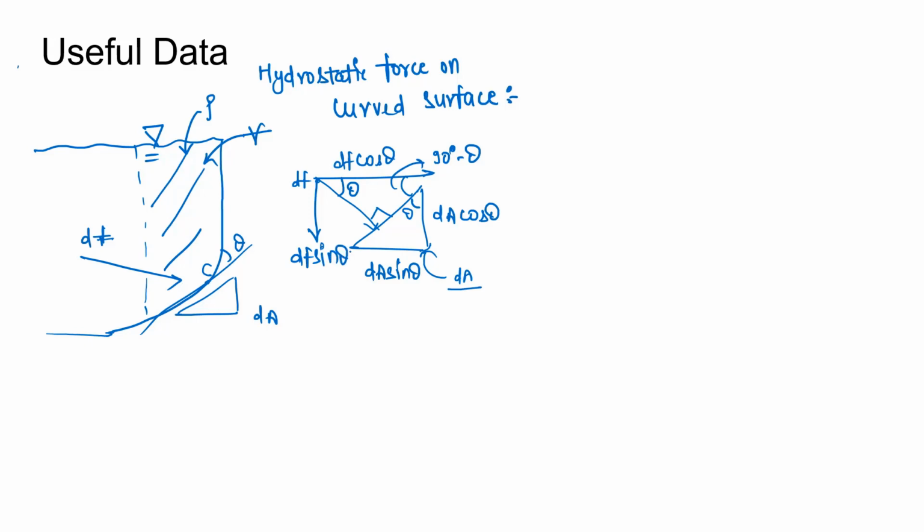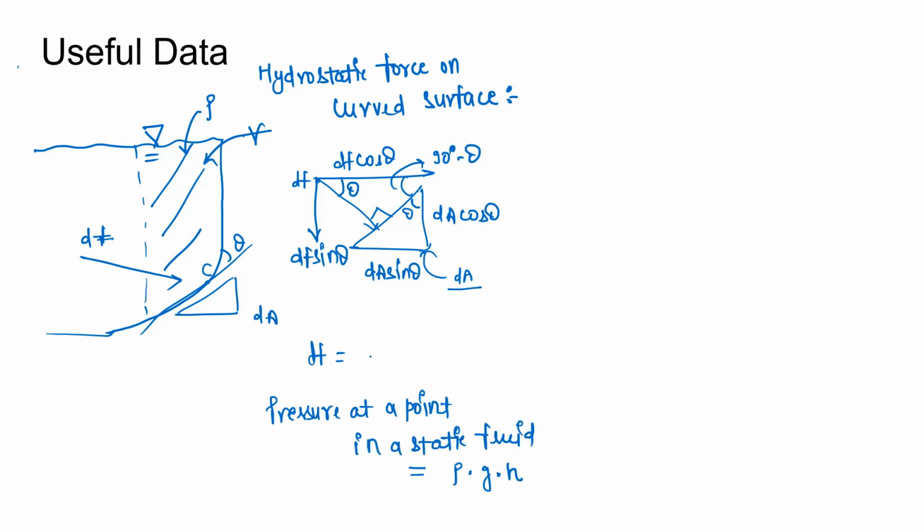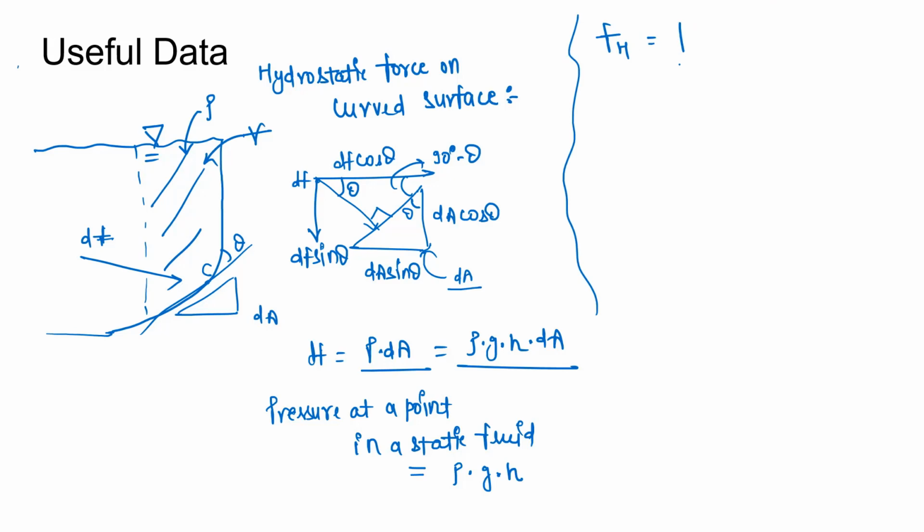Now if we analyze the horizontal forces and the vertical forces acting here, firstly we can calculate what the dF is. We know that the pressure at a point in a static fluid is rho into g into h. So the force will be pressure into area. We can write it rho into g into h into area. Now if you calculate the horizontal forces Fh, that will be integration of dF cos theta. If you solve it, we get rho into g into h dA cos theta.